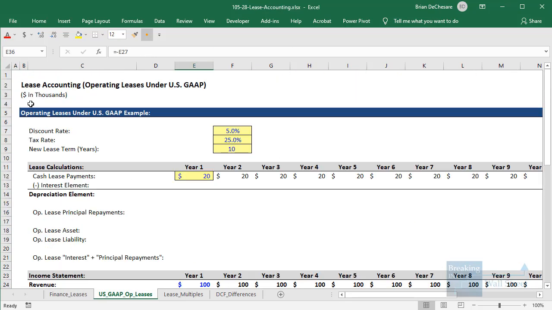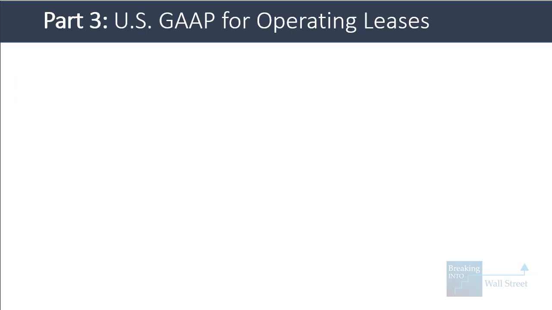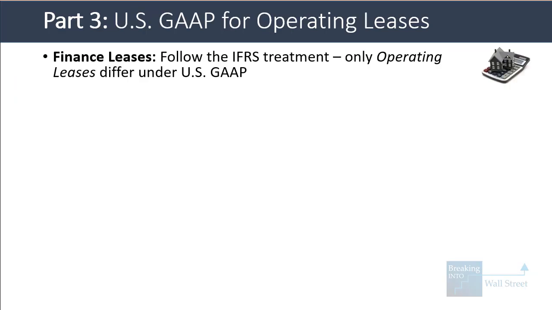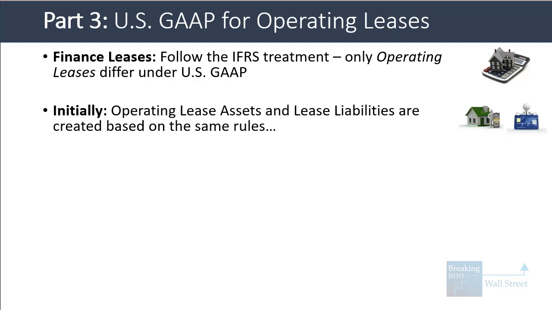Let's now move to US GAAP and look at the treatment there. Now, to be clear, for finance leases, everything we just walked through for the IFRS treatment applies. US GAAP finance leases follow exactly what we just showed you. It's only the operating leases that are different. So the lease cannot have any element of ownership at the end. It qualifies as an operating lease, and then it uses this different treatment.